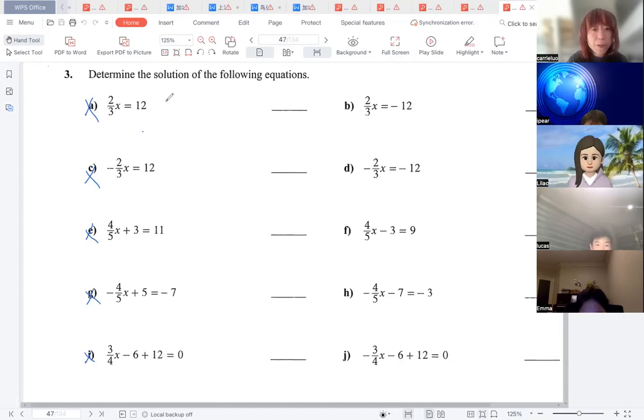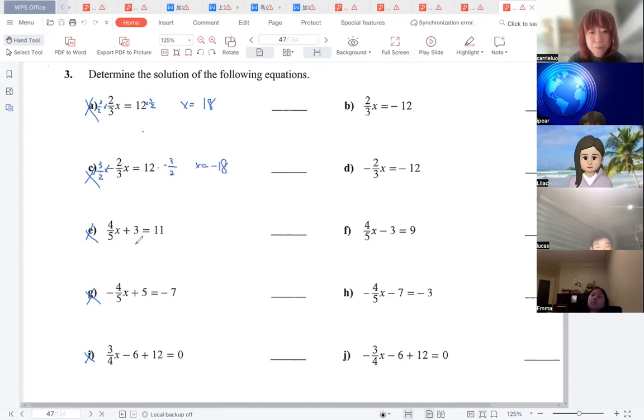Okay, so 2 over 3x equals 12. So x equals, you just need to times 3 over 2 on both sides, right? So x equals 18. This one, times negative 3 over 2 on both sides. So x equals negative 18.